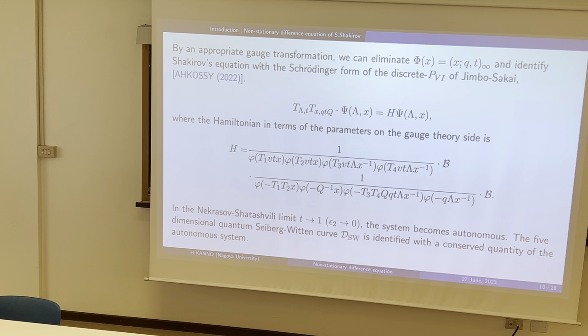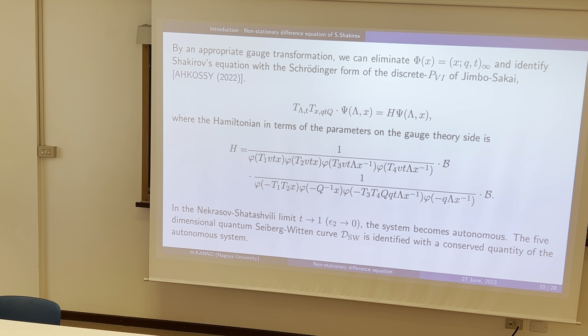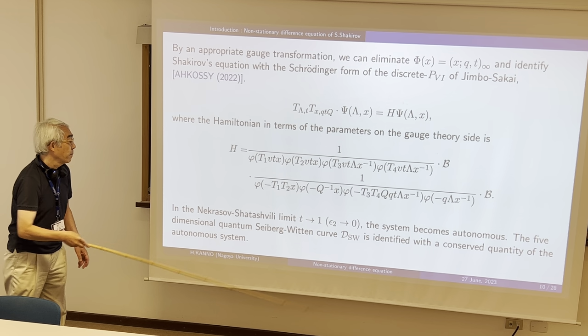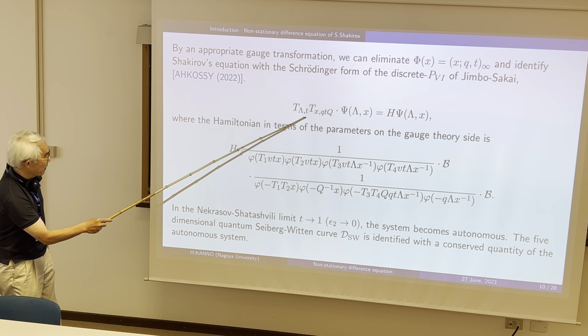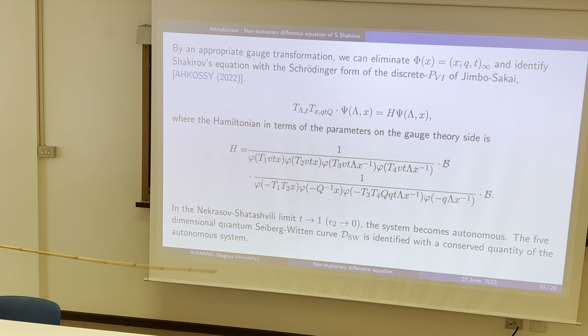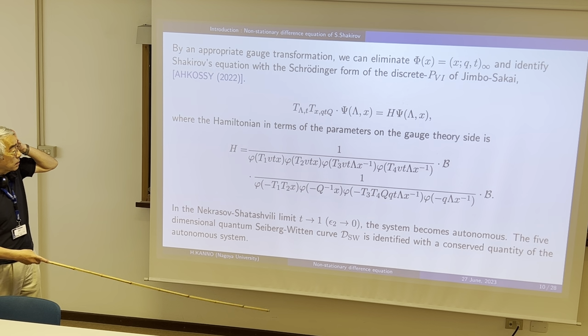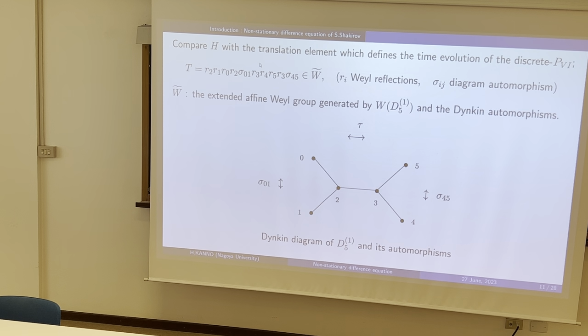And then, by an appropriate gauge transformation, we can eliminate this complicated factor and identify Shakirov's equation with a Schrödinger form of the discrete Painlevé VI equation, introduced by Jimbo, Nagoya and Sakai. And then we can slightly simplify his Hamiltonian, like this. In the Nekrasov-Shatashvili limit, again this part becomes trivial, and the system becomes autonomous. Then the five-dimensional quantum Seiberg-Witten curve is identified as a conserved quantity of this autonomous system. But if we turn on the second omega background, this system becomes non-autonomous, and the dynamics becomes very, very interesting and complicated. Maybe I'll skip here.